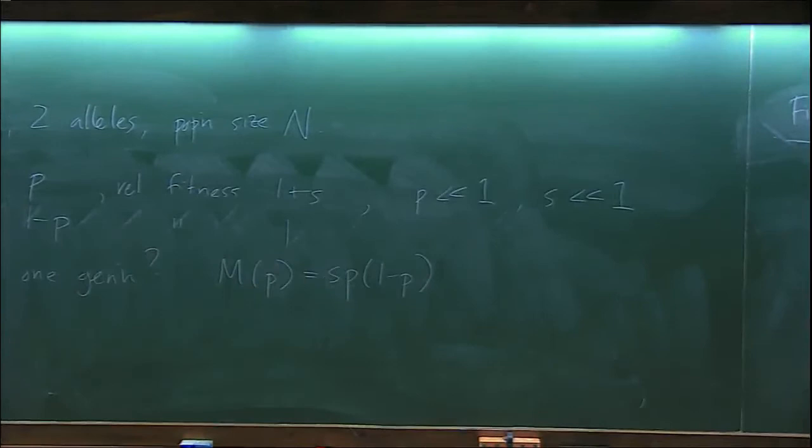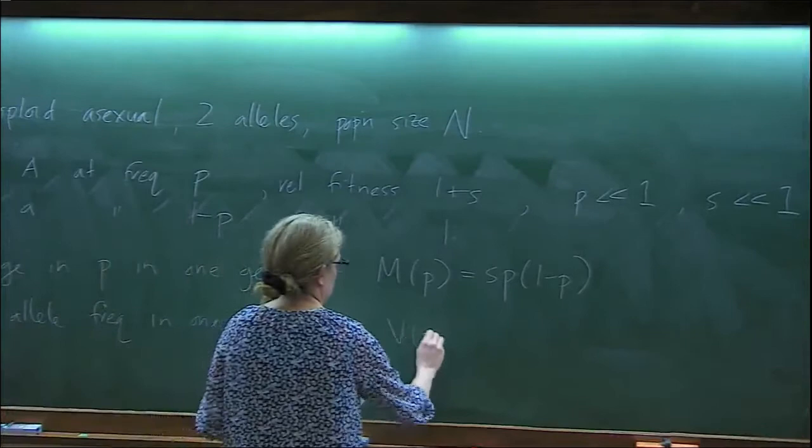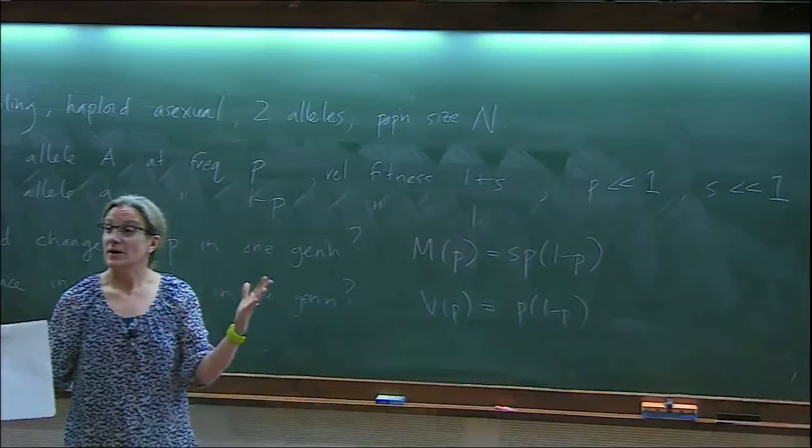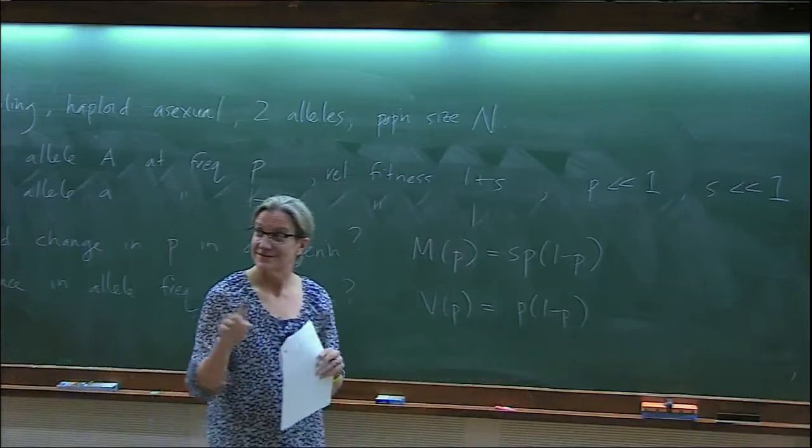And then the variance. In one generation, you do by binomial sampling. And again, you might remember this one. We also get p times 1 minus p. And if you have a big population, there's very little variance. If you have a small population, there's a lot of variance. Yeah, that's right.